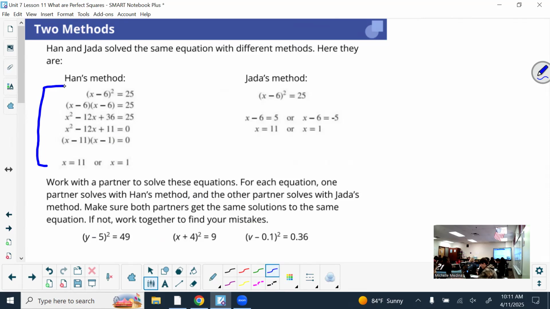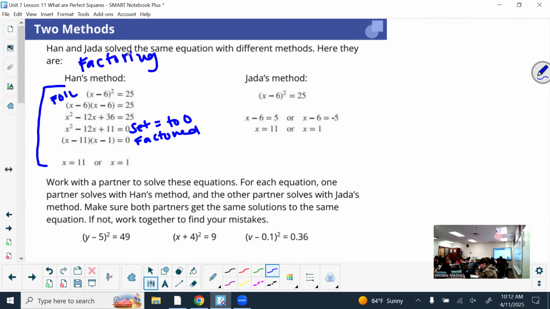Well, he did have to FOIL it out over here because he eventually needed it to be set equal to 0. And he had to subtract that 25 on each side. So here's where he set it equal to 0. And then he factored it. Yeah, so he solved it by the zero product property, or by factoring, is what we usually say, solving a quadratic by factoring.